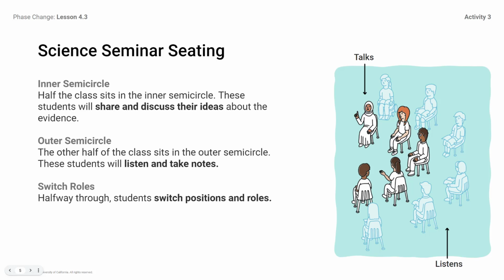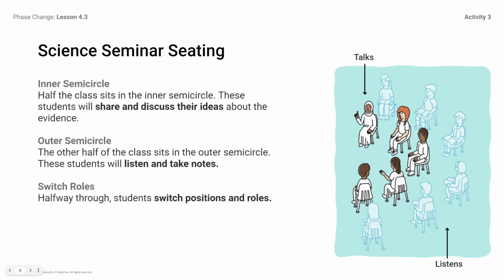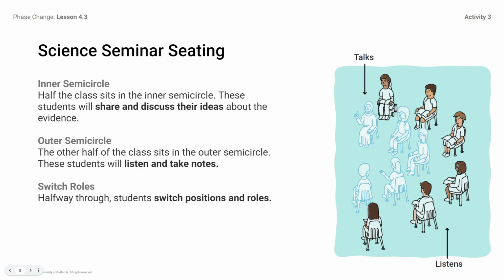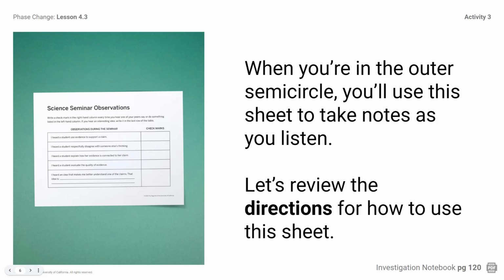Science seminar seating. Inner semicircle. Half of the class sits in the inner semicircle. These students will share and discuss their ideas about the evidence. Outer semicircle. The other half of the class sits in the outer semicircle. These students will listen and take notes. Switch roles. Halfway through, students switch positions and roles.